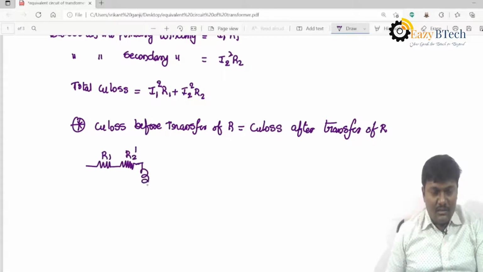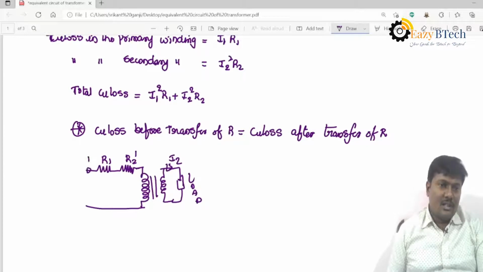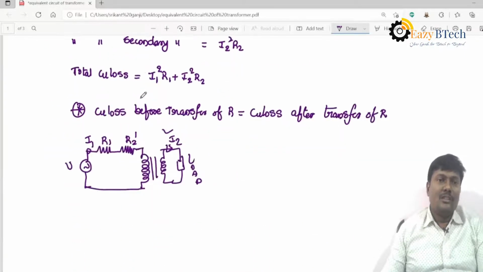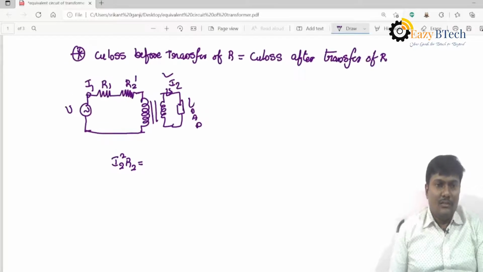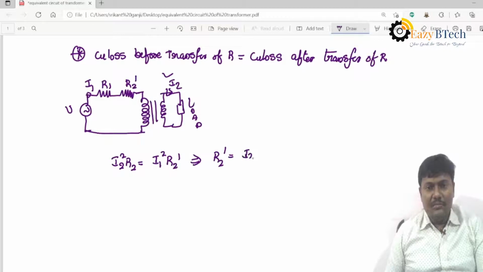This is R1, the primary winding. The secondary winding is directly connected to the load. The current flowing through the load is the load current, that is the secondary current I2, and this one is I1, the primary current. So before transfer of resistance, the current flowing through R2 is I2. Then I2 square R2 is equal to, after shifting, I1 square into R2 dash. Finally, I get R2 dash equal to (I2 by I1) whole square into R2.